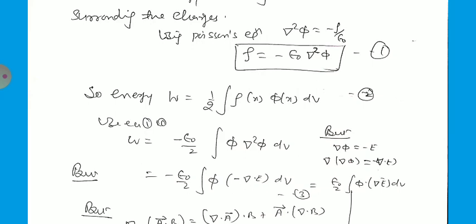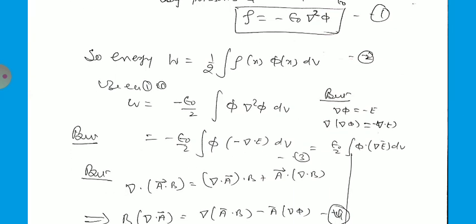Now to express this, we can write del squared phi as minus del phi dot E. So the epsilon naught by 2, phi del dot E dV.